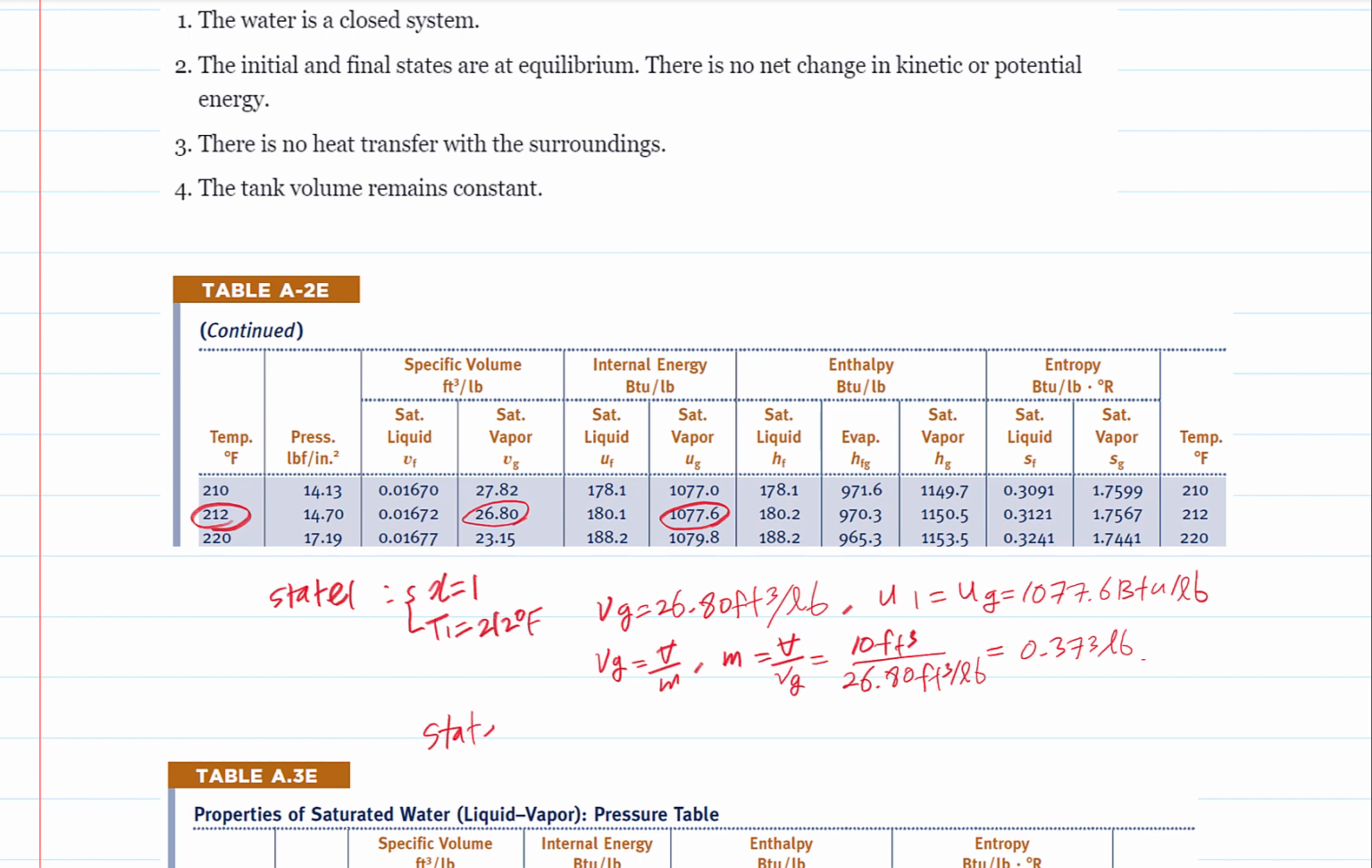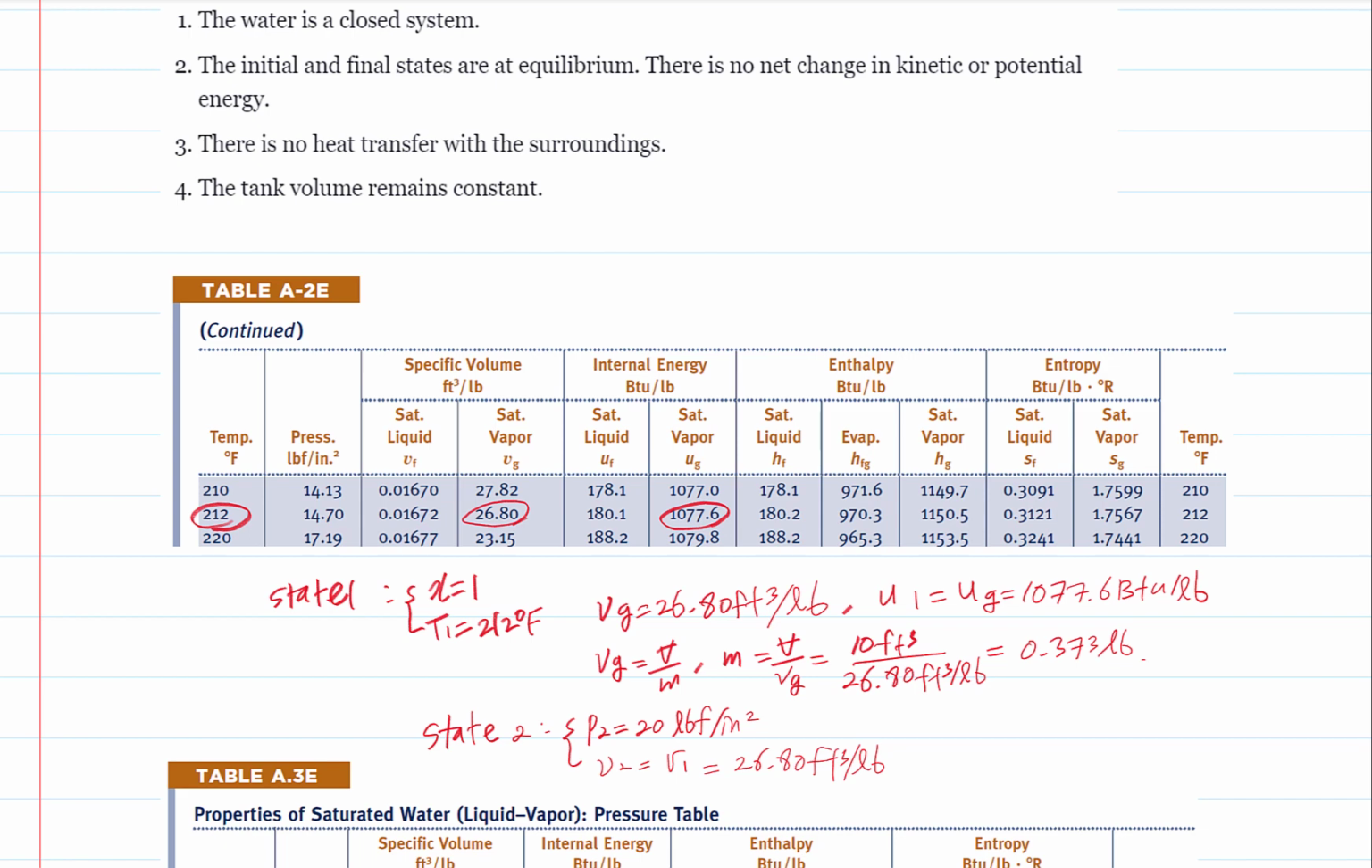State 2. We also need two independent intensive properties to fix the state. Pressure at state 2 is given. And we also know that the specific volume at state 2 equals the specific volume at state 1, as the volume and mass of the system remain constant. So we can fix the state.